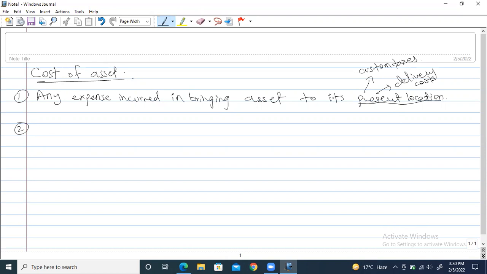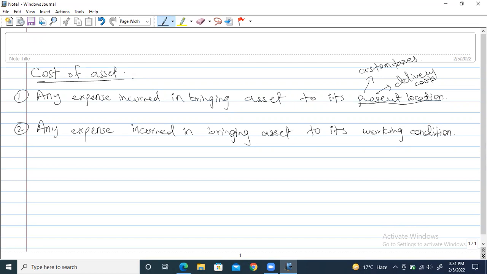And what is the second thing? Any expense incurred in bringing the asset to its working condition. The only point that is written in the study text is this working condition. But you need to understand this present location as well, because I don't think it is written anywhere in the study text, and this will help you in the exam. We'll do some questions about this as well, like what things to include and what not to include.